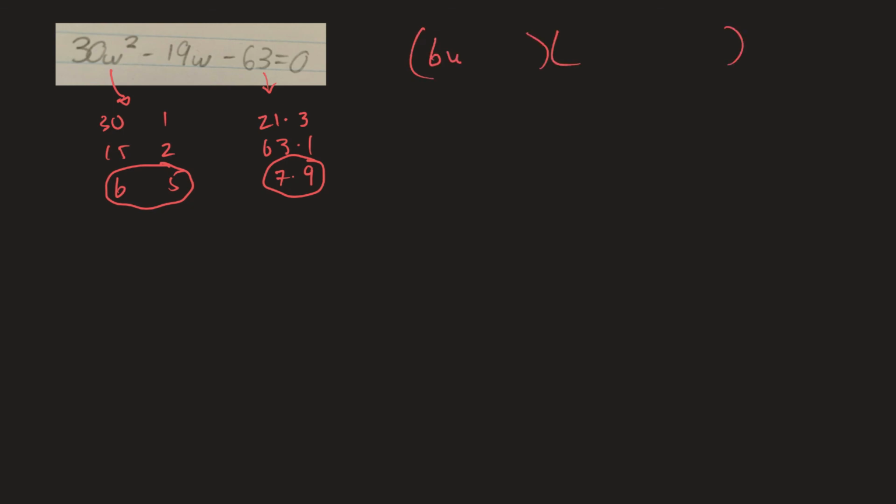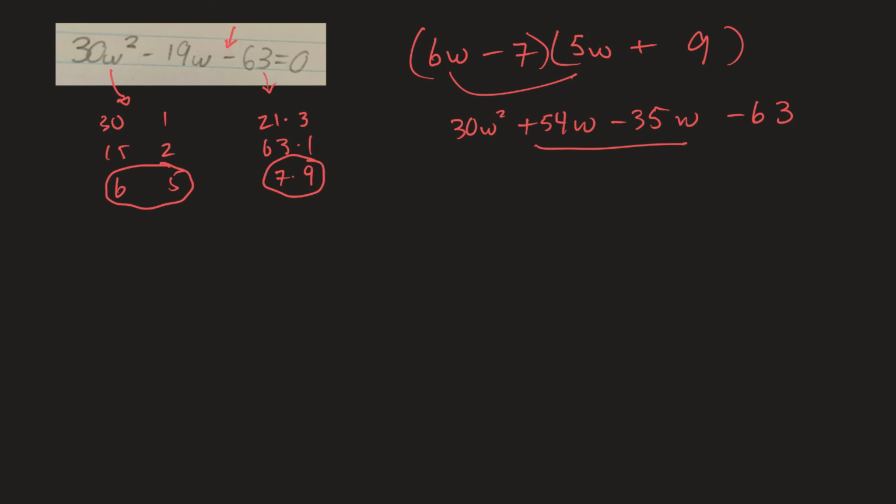So I'm going to go 6w and 5w, and then a 7 and a 9. Again, this is a minus, so the signs have to be different. So one's minus, one's plus. Let's check. So 30w squared, right? Plus 54w minus 35w minus 63. Okay, 54 take away 35, hey, is 19, but it gives me a positive 19.